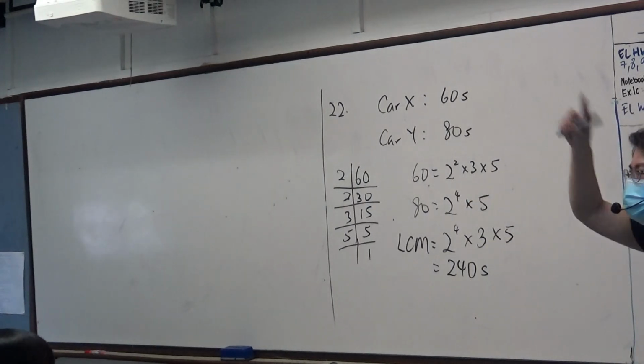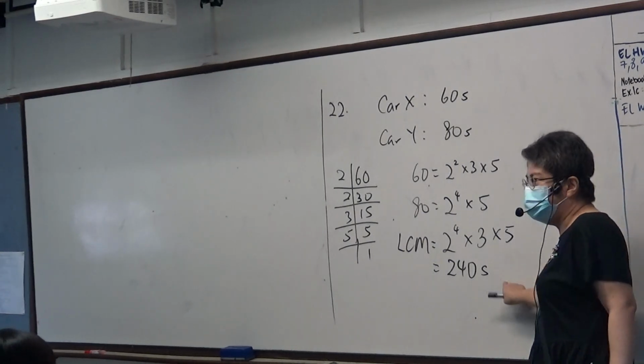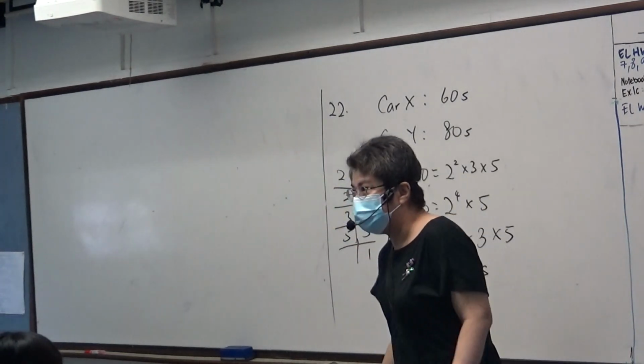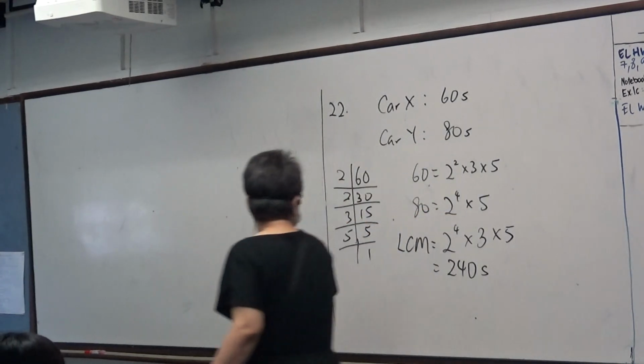How many rounds? Round takes 60 seconds. How many? 4, right? 4 rounds. How about car Y? 3 rounds, right? That means in 240 seconds, car X is 1 lap in front of car Y. Do you agree with what I'm talking about? Okay, now.